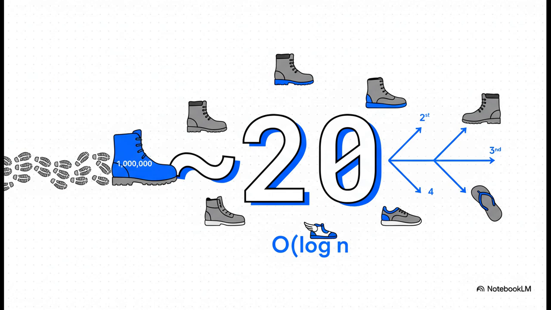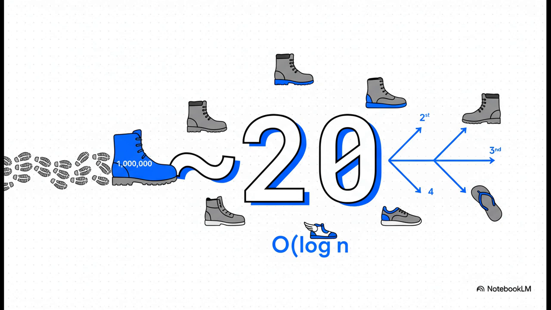Okay, let's go back to our phone book with 1 million names. If you use the linear search, in the worst case, you might have to make 1 million comparisons. 1 million! But with binary search, you can find any name in that entire book in, at most, about 20 comparisons. Just let that sink in for a second. We went from 1 million steps down to 20.